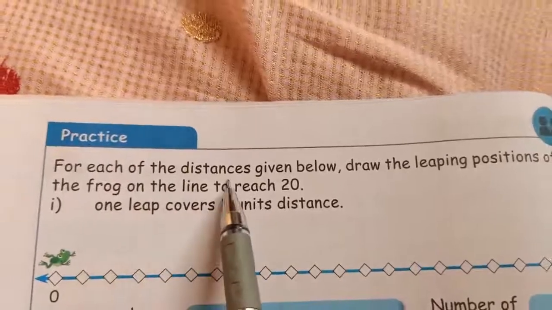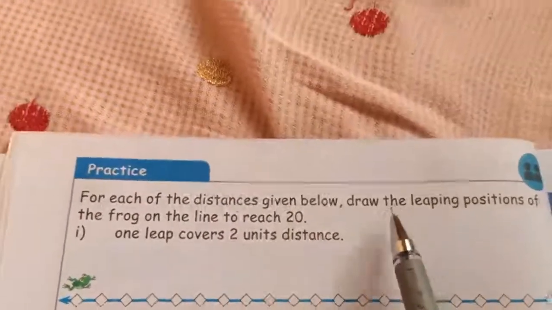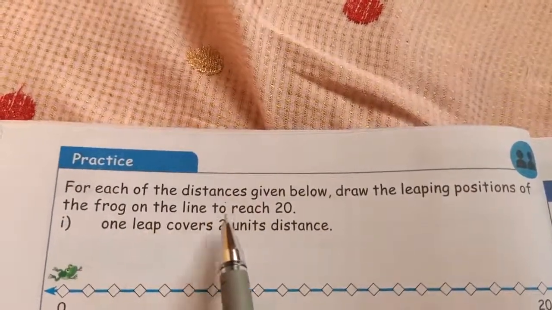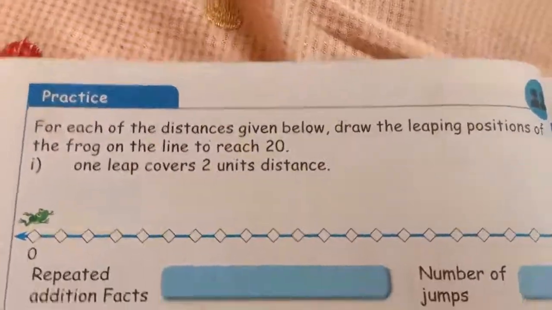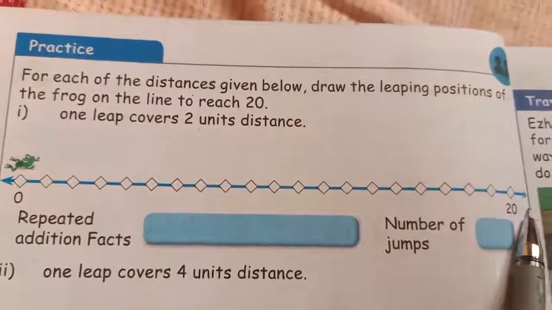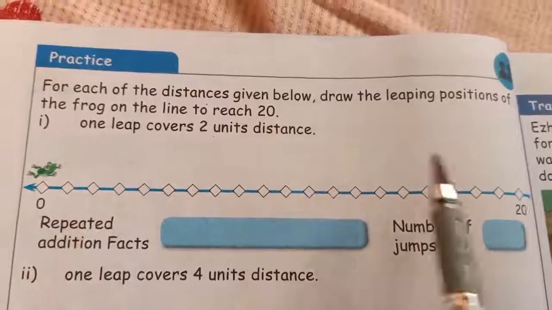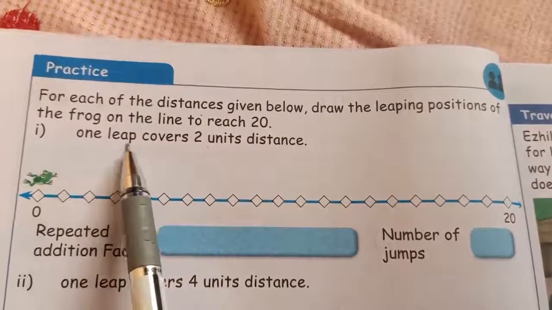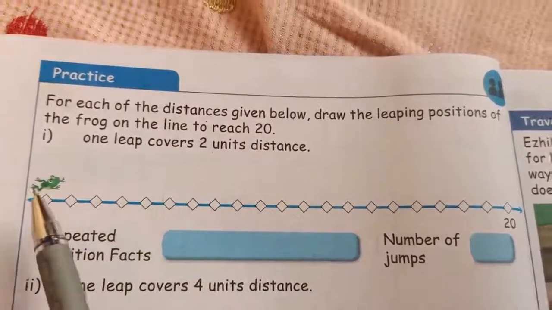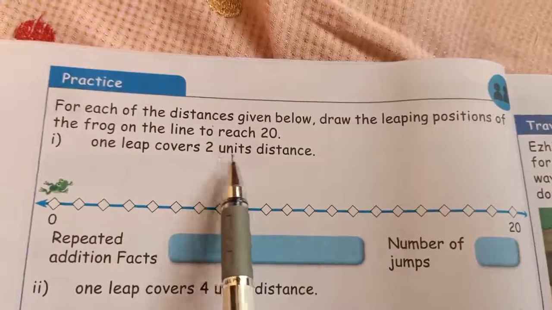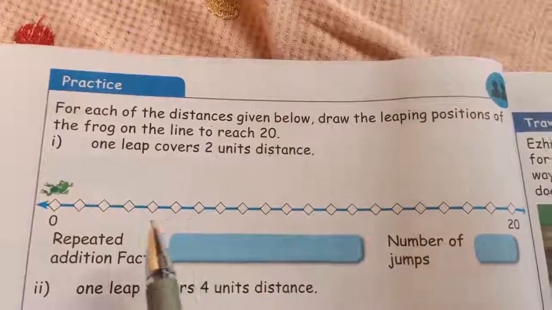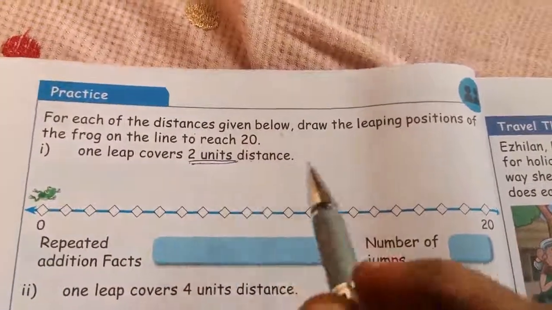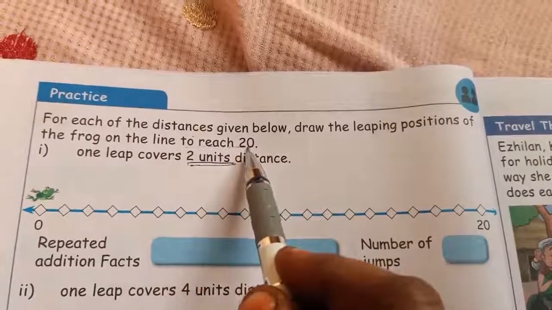For each of the distances given below, draw the leaping positions of the frog on the line to reach 20. See, down we have the number line. This frog will reach 20. First one: one leap covers 2 units distance. One jump means how many units it will cover? 2 units. So it will reach 20 from 0.